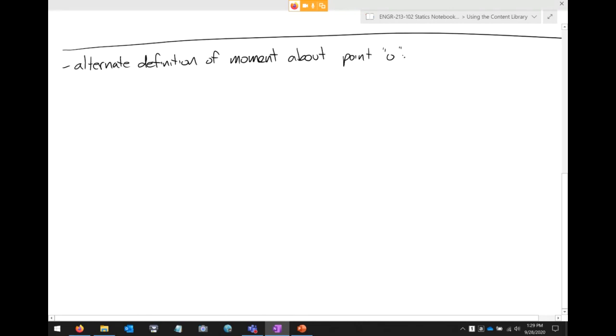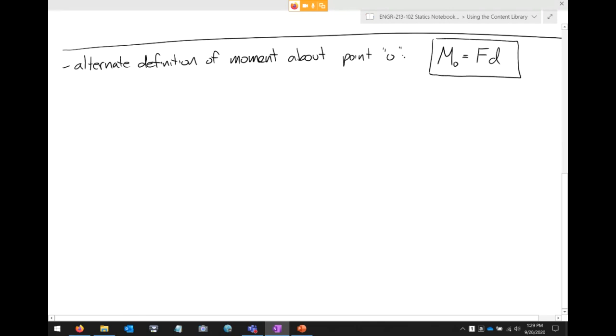Okay, I want to show you an alternate definition of moment about point O. And admittedly, when we get later on into the class, when we start looking at determining support reactions and drawing shear and moment diagrams and truss analysis and all this stuff, we're pretty much going to be using this alternate definition much more commonly. And so I really want to give this its attention. The alternate definition is what we had in the slides, which was just F times D.